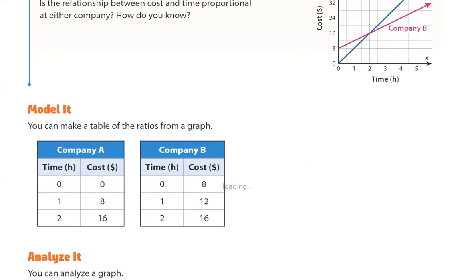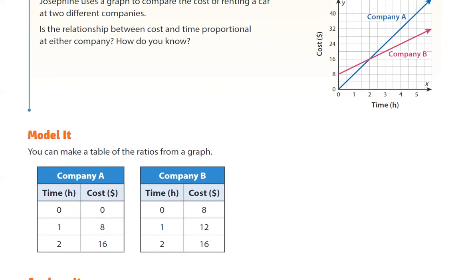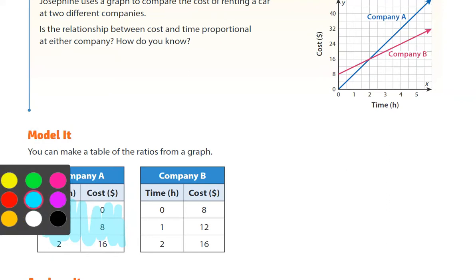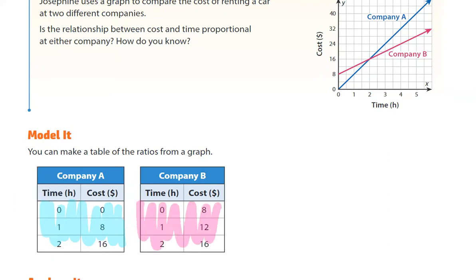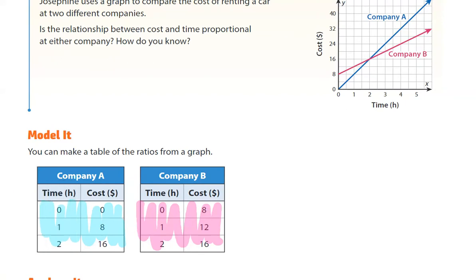Okay, so you can make a table from the graph. I don't know why you'd want to, but you could. And that's got company A, which is the blue line. Let's color code it. This is the blue line. This is the pink line. And it costs at company A 0. If you rent for 0 hours, it'll cost you $0. At company B, if you rent for 0 hours, it'll cost you $8. They have a starting fee, like an application fee, walk in the door, they're gonna charge you $8.